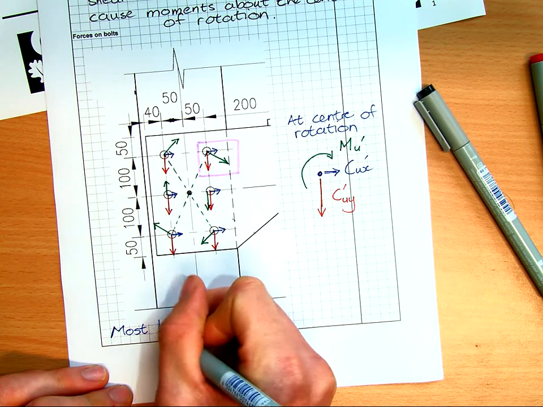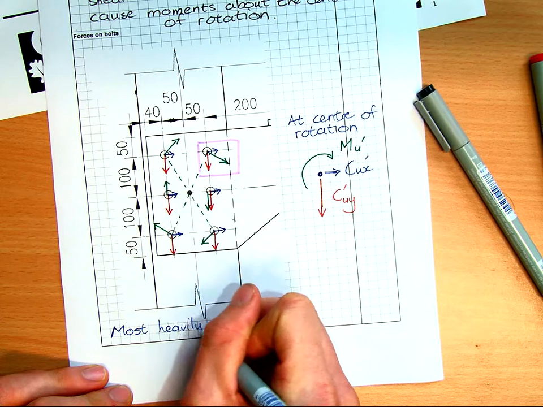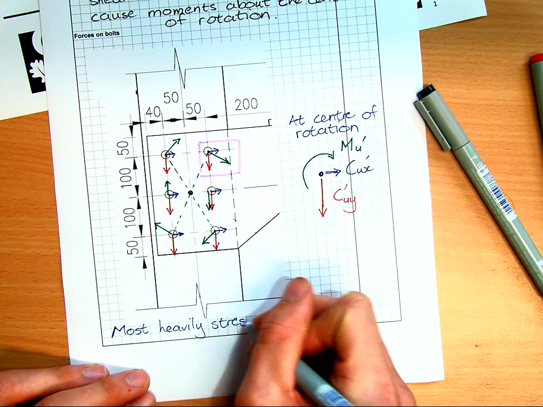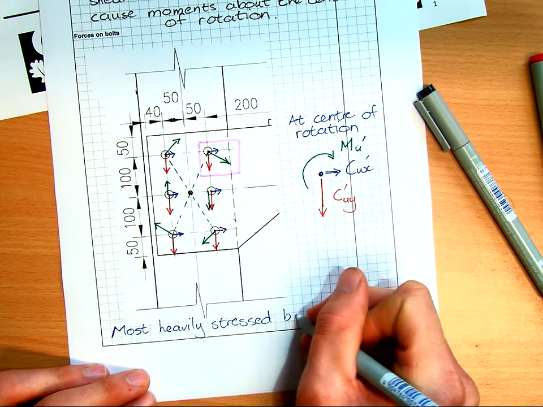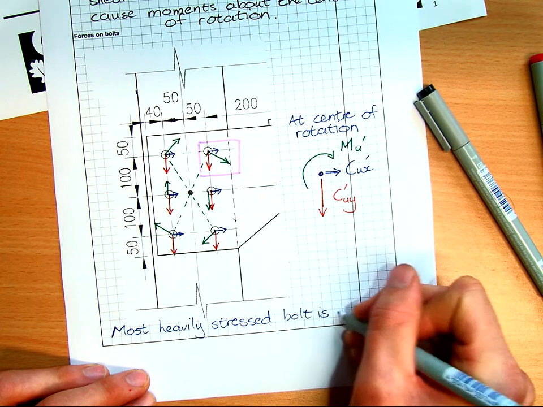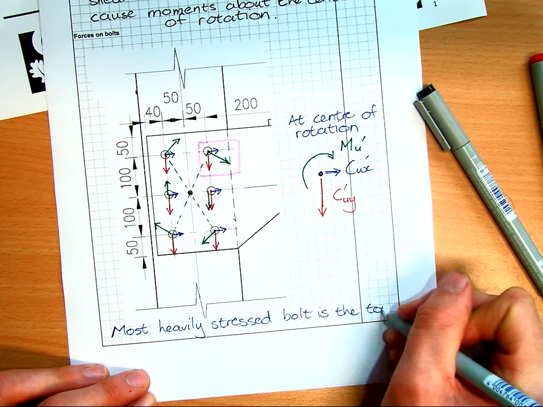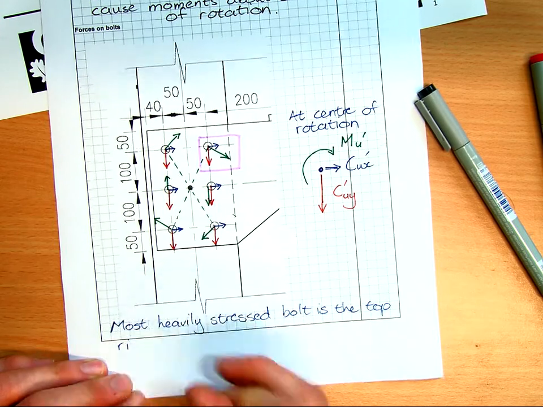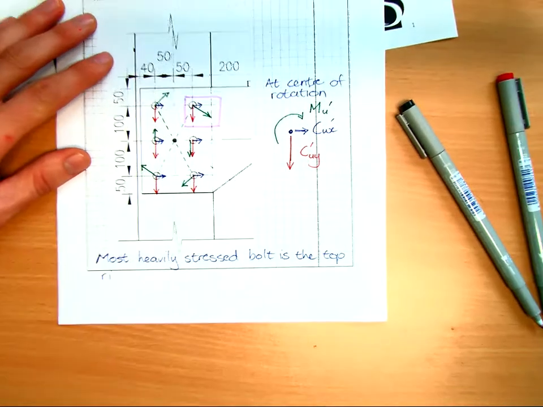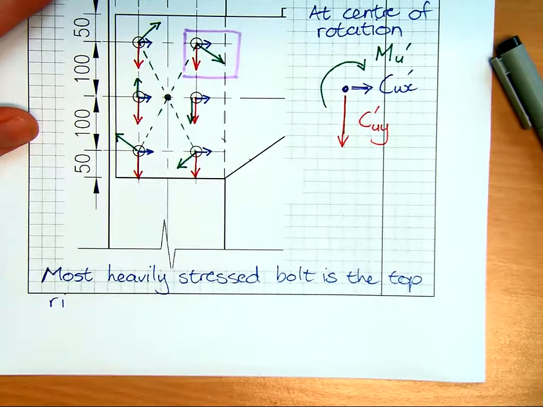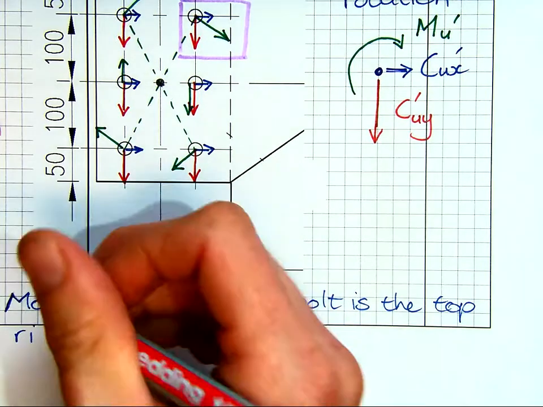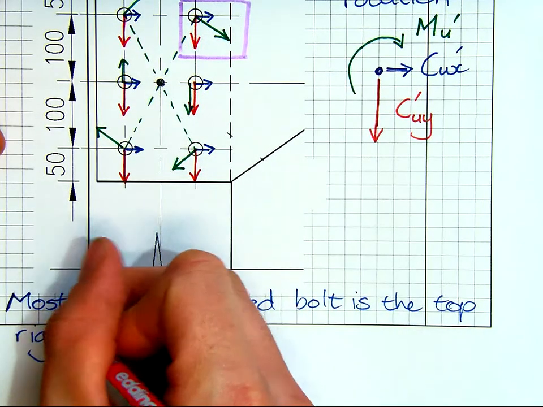The most heavily stressed bolt is the top right, and this is due to what we have just shown in this example, because of the vector sum.